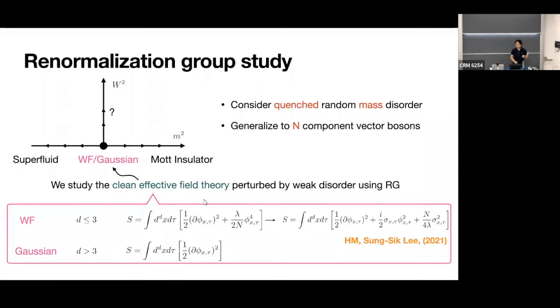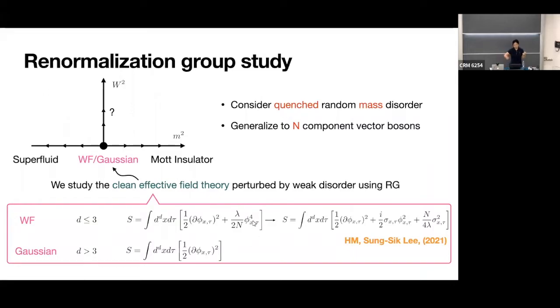So the clean effective theory we know can be either Wilson-Fisher or Gaussian, depending on the space dimension. Below three spatial dimensions, the theory should be describing the Wilson-Fisher fixed point. And we can study it starting from this UV action. The UV action has the kinetic term of the bosons, where phi is the N-component boson. Here I omit the O(N) index. And it is also perturbed by the quartic interaction.